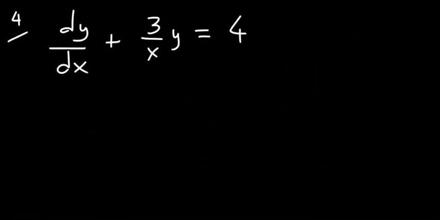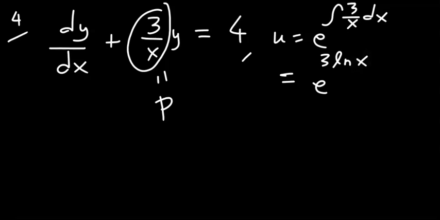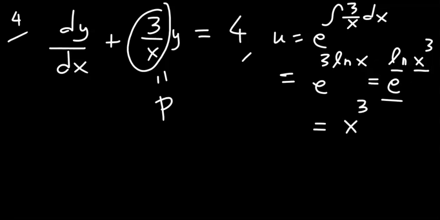Example 4. So in this case, 3 over x is the function p. So the integrating factor is e to the power integral of 3 over x dx. And that is just e to the power 3 natural log of x, which we can write as e to the power natural log of x cubed. Now we know e to the power of natural log of something is just that something, in this case x cubed. That is your integrating factor.